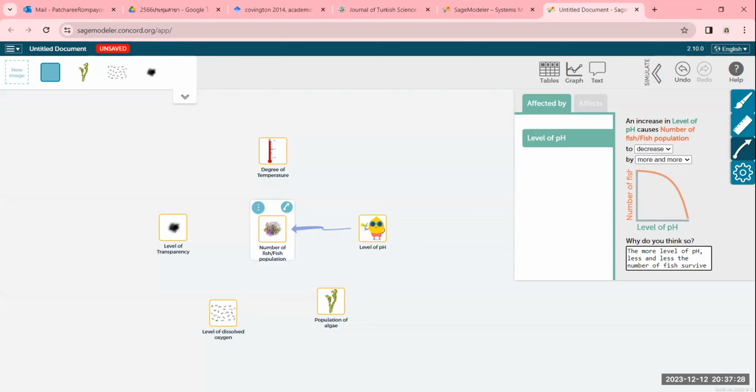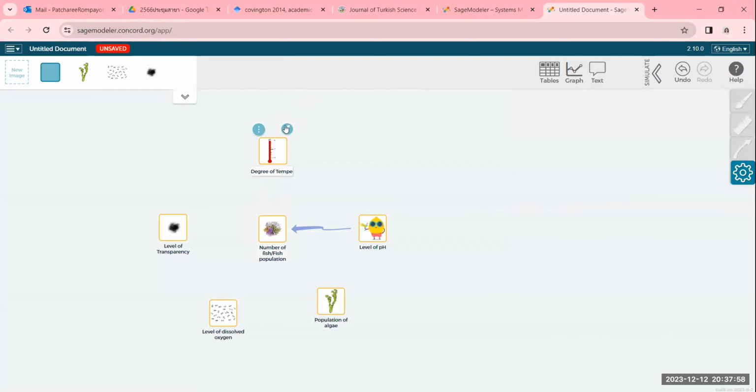How do you think it? Less and less, the number of fish survive. Yeah. So, and then what? It will live here, or I just leave, enter? And then go to temperature or other things. Okay. The degree of temperature. Click and drag. Okay. Yep.